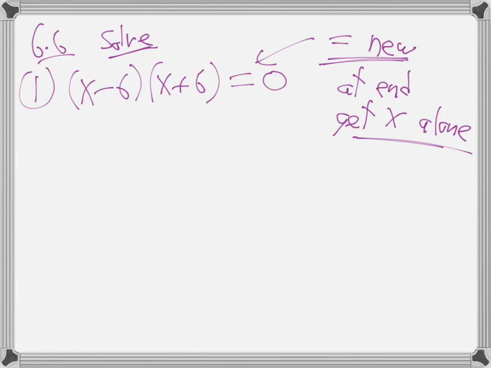Won't be a problem on the test because tests will be multiple choice, so you'll see that at the end they got x alone in all the options, you'll know. So if I want to get x alone, what you do is you just take each one by itself, like that. I'll put "or" in the middle. You just take each one equal to 0. Have you seen that kind of thing before?